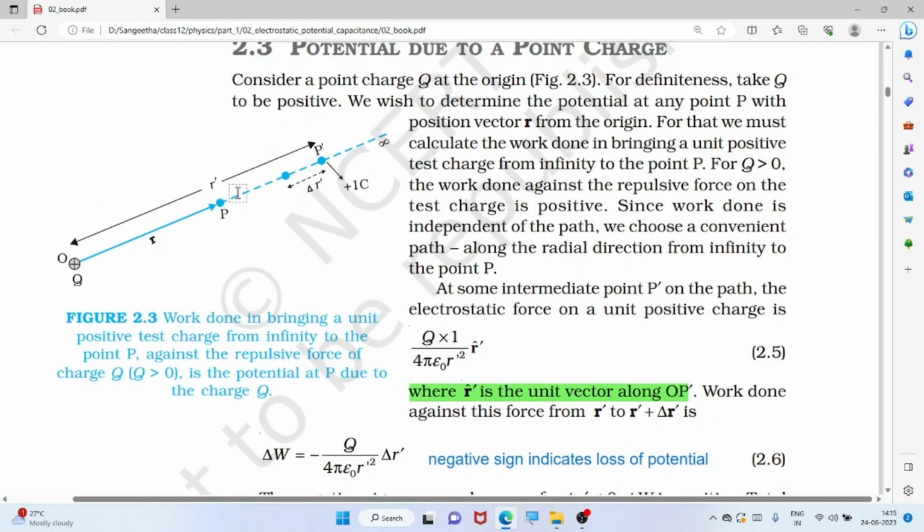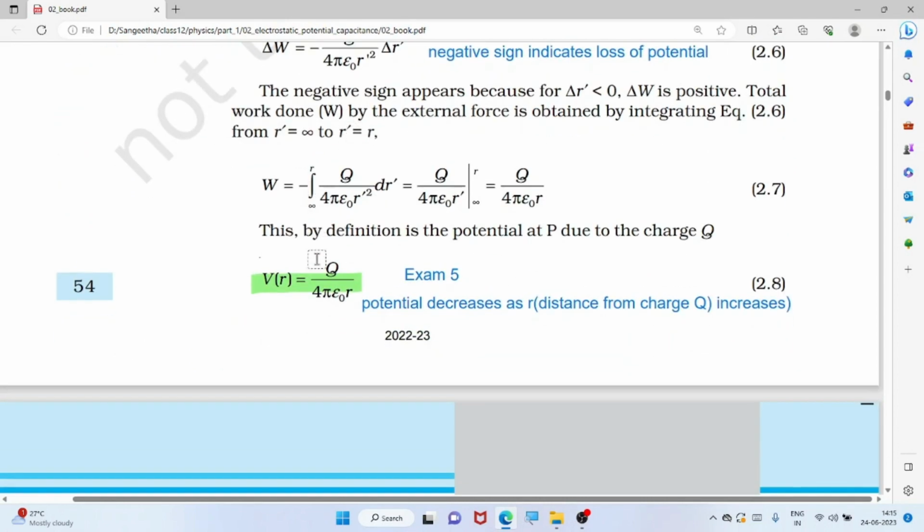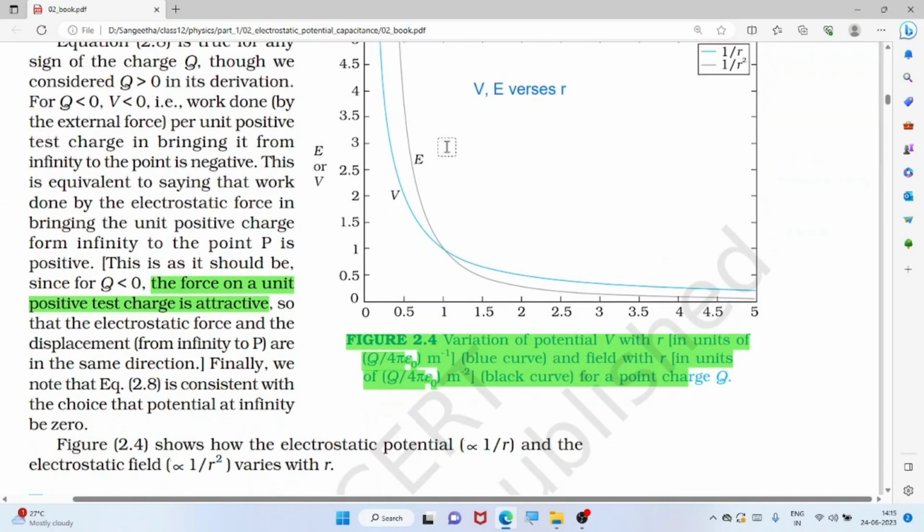Potential due to a point charge. The potential due to a point charge depends on the distance. So here the potential due to a point charge decreases as the distance increases. So voltage will decrease as we increase the distance r. This is the voltage, or potential, and electric field curve versus the distance. How the potential varies with the distance, and how the electric field varies with the distance.